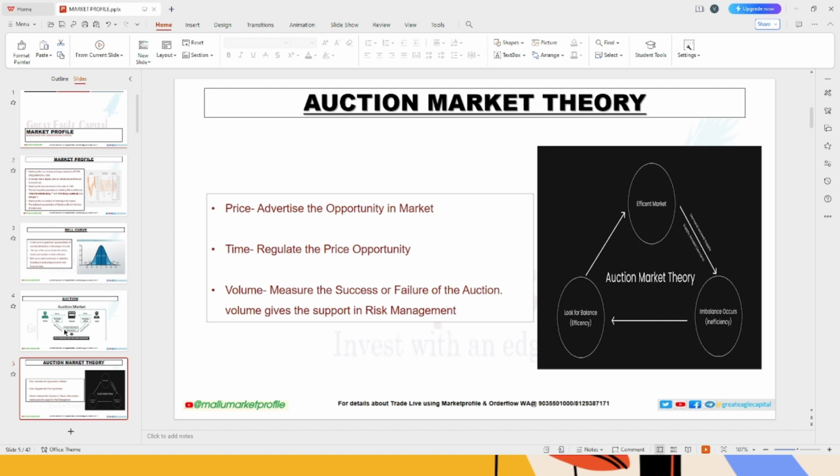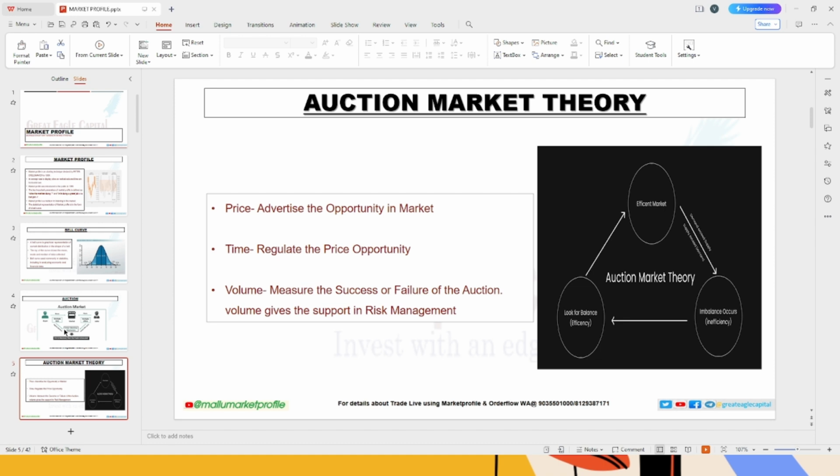And the third part, which was introduced by Dalton in addition to Steidlmayer's theory, is called volume. Volume gives the success measure. Volume measures the success or failure of an auction. For example, there was a thing that happened regarding the tomato price last year. The price of tomato went up very largely. After that, what happened? The market flooded with tomato and the price largely came down. What happened? Volume came into the picture.